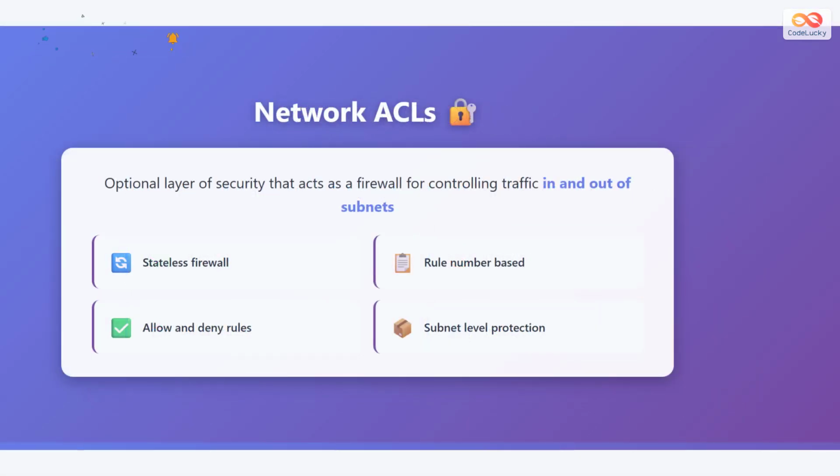Network ACLs, or Network Access Control Lists, provide an optional layer of security that acts as a firewall for controlling traffic in and out of subnets. Unlike security groups, network ACLs are stateless firewalls, meaning you must explicitly allow both inbound and outbound traffic. They are rule number-based, processing rules in order from lowest to highest. Network ACLs support both allow and deny rules, and they provide subnet-level protection, acting as a second layer of defense after security groups.